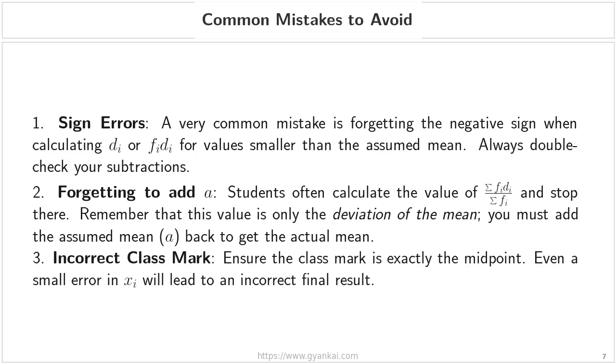Finally, always ensure your class marks are calculated correctly. The class mark, x sub i, must be the exact midpoint of your interval. If you make even a tiny error when finding the midpoint of your class intervals, that error will propagate through your deviations, your products, and ultimately your final mean. Now, before we wrap up today's lesson, I want to pause and discuss some common pitfalls. Even if you understand the logic of the assumed mean method, it is very easy to make small computational slips that can lead to the wrong final answer. Keep these 3 points in mind, and you will find this method much more reliable and efficient.